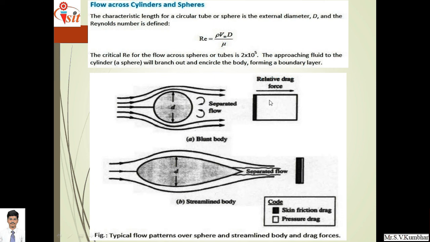If you observe carefully, maximum pressure drag will be there over this cylindrical body and minimum skin friction, that is friction drag, is present. On the other hand, in case of streamline body, the streamline exactly coincides with your body. So, separated flow is very small, that is why the skin drag is greater than pressure drag. So, this is typical flow pattern over sphere and streamline body, and drag forces are shown on blunt body and streamline body.